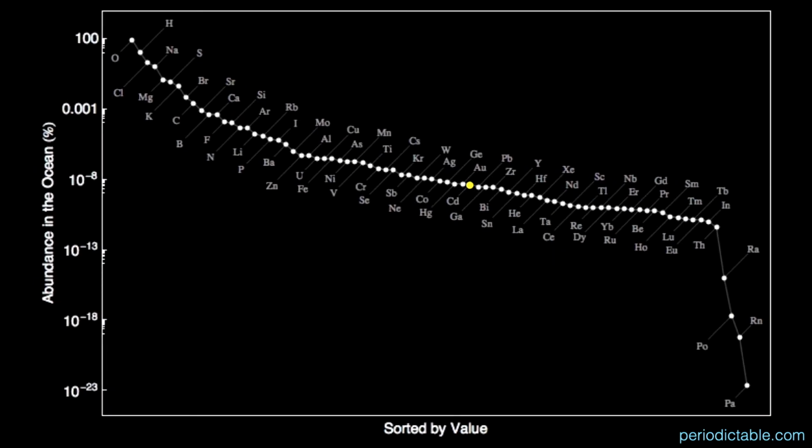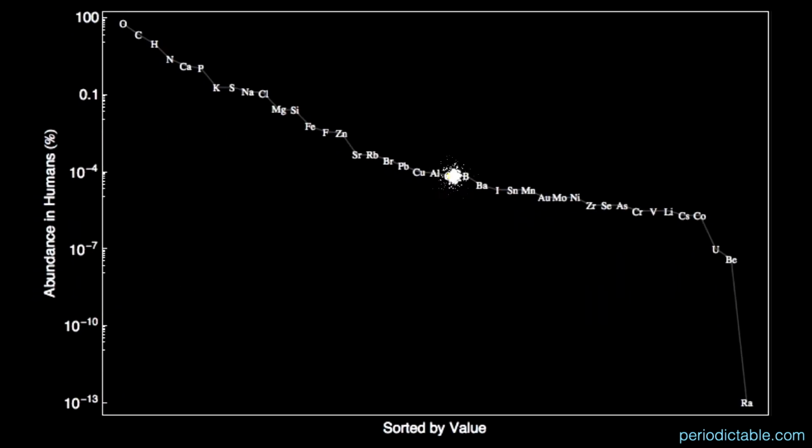That actually accounts for about 8 million tons of cadmium, about the same as the amount of gold in the ocean, 8 million tons of gold in the ocean as well. It's the 22nd most common element in humans. More on that later.